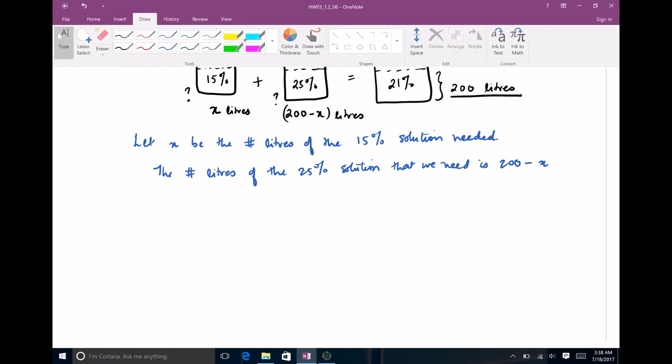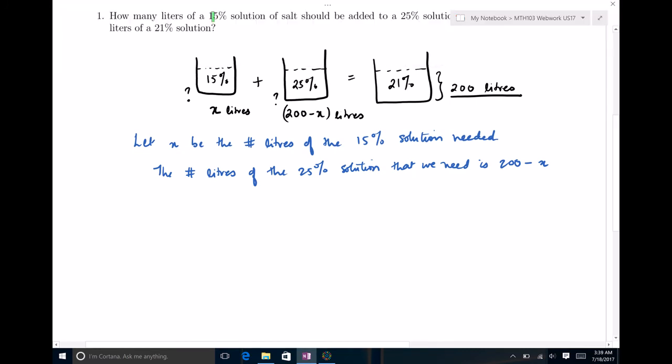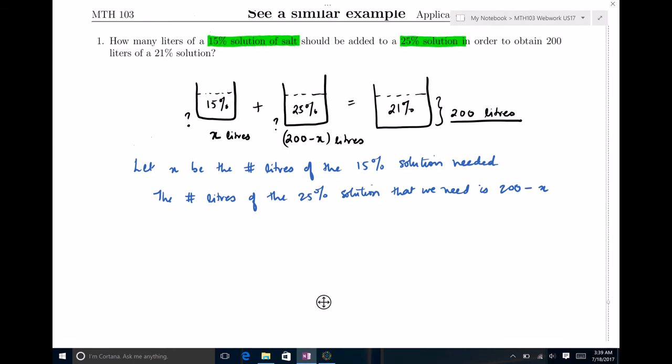The other thing that we can consider is, what does this 15% mean? It means that of the total amount of solution that you take, 15% is salt, and similarly in the second solution 25% is salt, and so the total solution will have 21% salt. We're going to take all these numbers and put them in an equation.